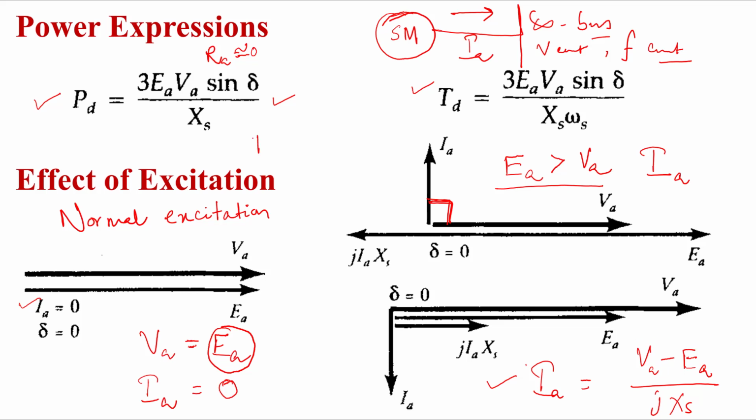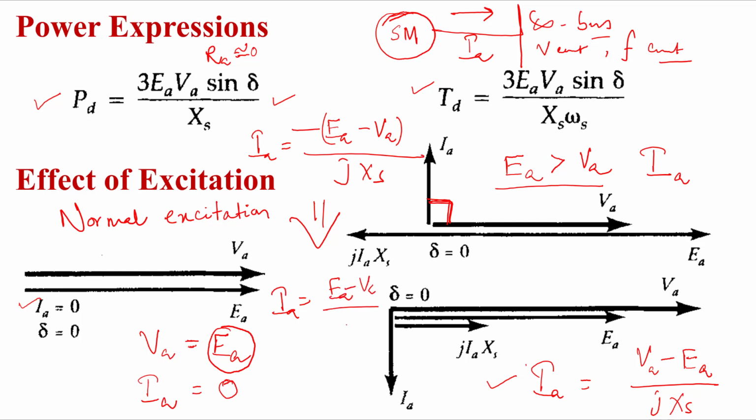Now your EA is greater than VA, so therefore I can write minus of EA minus VA by jXS, right? So I can write IA equal to EA minus VA divided by jXS. From this expression it is clear that your current will be 90 degrees leading to VA, because the j term is here, so it will make an angle of 90 degrees leading to VA, right?